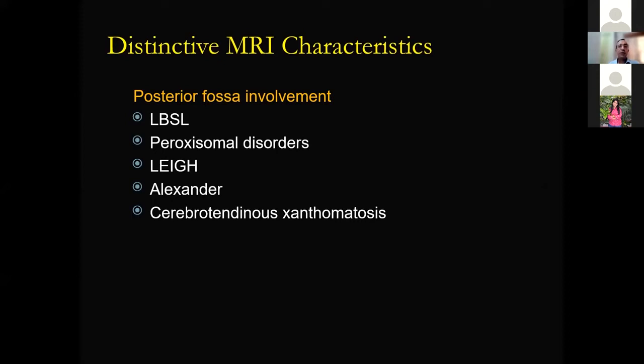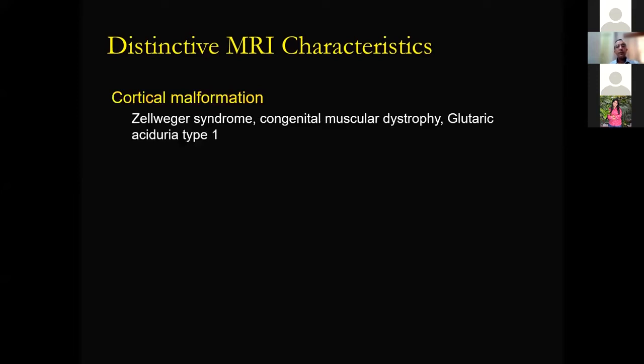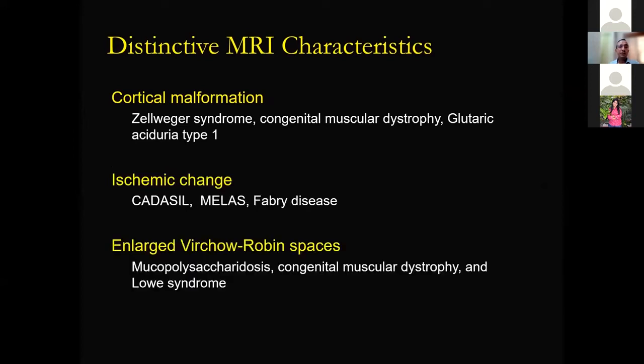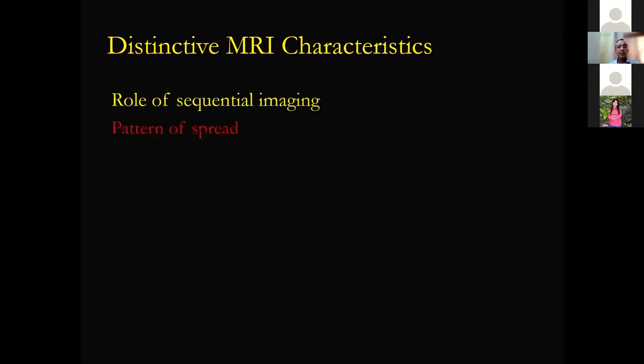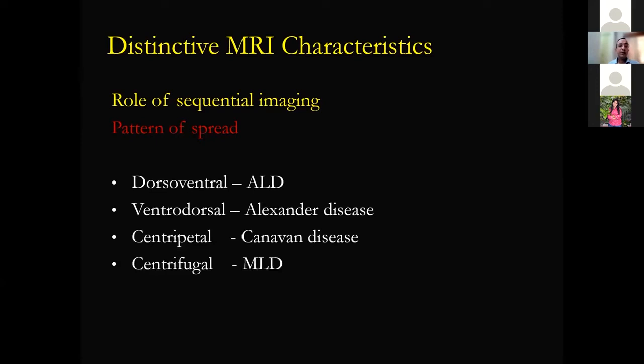Other important clues are involvement of the posterior fossa or spinal cord involvement. Look for other imaging characteristics like cortical malformations, ischemic changes, and enlarged Virchow-Robin spaces, which may be indicative of a particular pathology despite variable involvement of the white matter on MR. And if we have multiple sequential images, always look for the pattern of the spread, whether it is dorsoventral or ventrodorsal, which helps in making a particular diagnosis by looking at the sequential imaging.